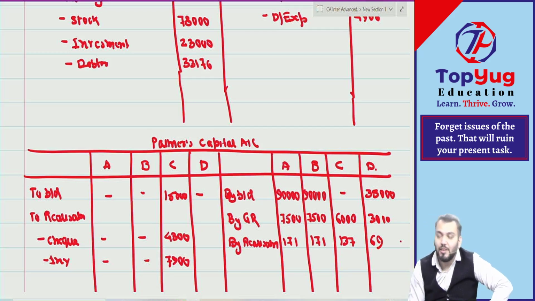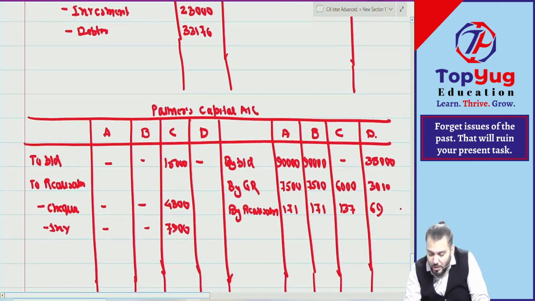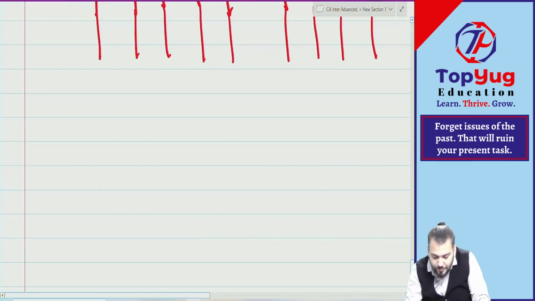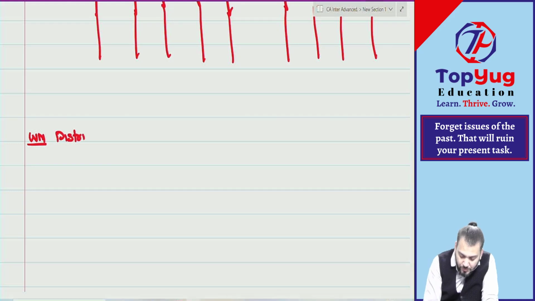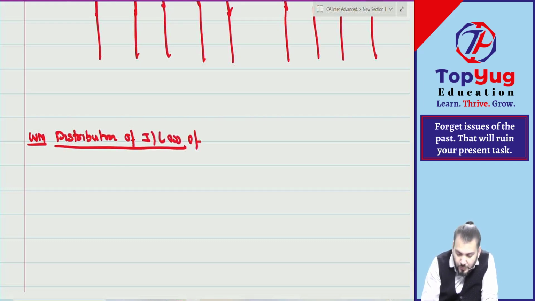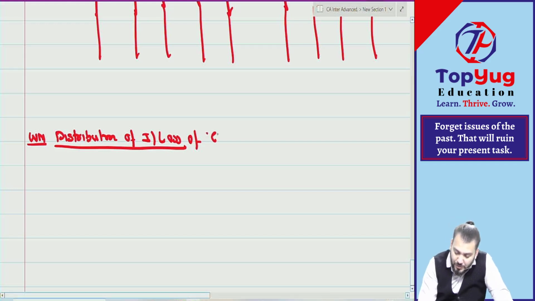But in this question, what do we have? Realization profit. So there is no need to bring cash. Point number one is not applicable. Now only we need to do what? Insolvency loss. We will do one working note. Working note: distribution of insolvency loss of which partner? Partner C.